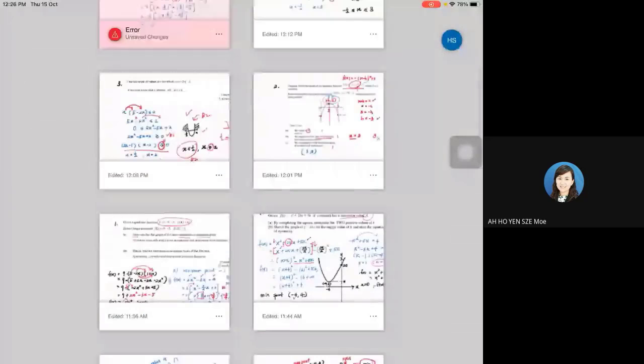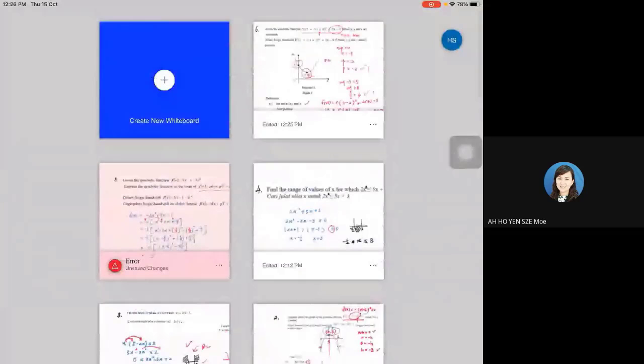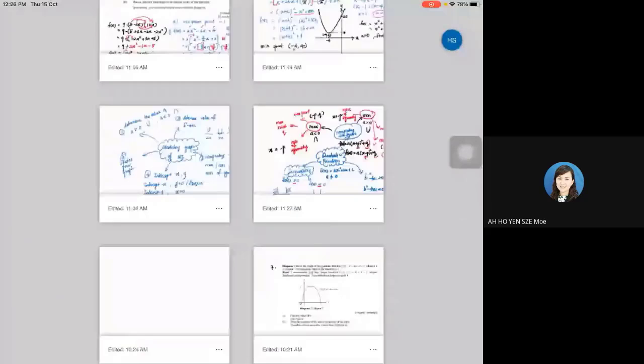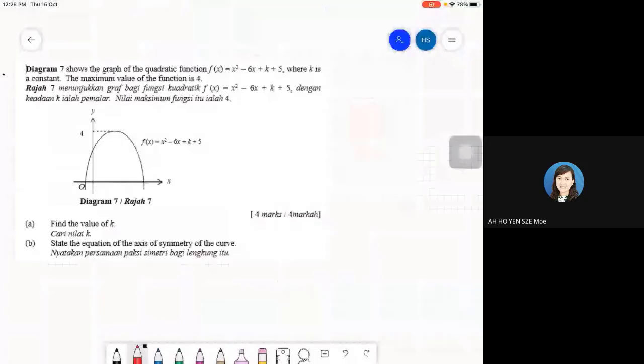Okay, last one, because I already showed you the sketching earlier. So I have one more question to share with you. Okay, satu lagi. Okay, the last one. After this, then we can finish our class. Okay, the next one.